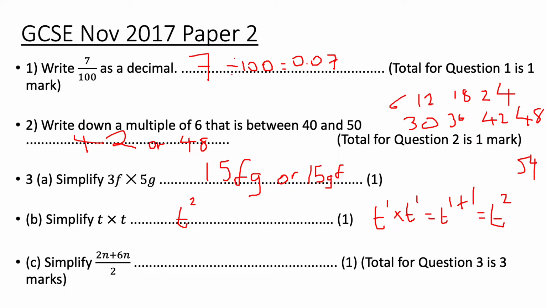Part C, simplify 2n plus 6n divided by 2. Well, 2n plus 6n is 8n, combining like terms, divided by 2. Well, 8 divided by 2 is going to be 4, so my answer is just 4n.